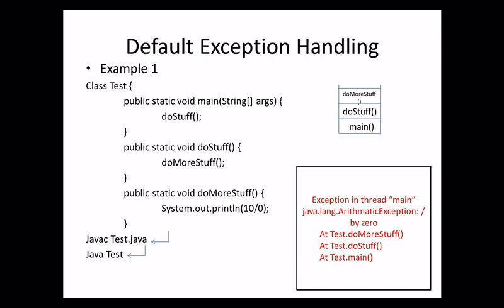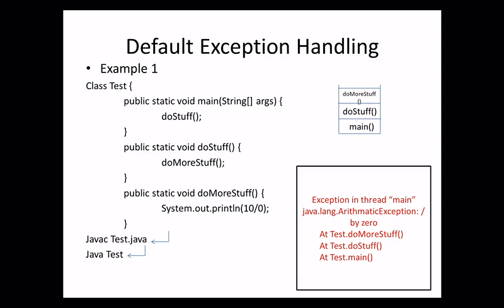Now the JVM will check whether we are having any handling code in doStuff. No, there is no handling code in doStuff. So that entry will be removed from the stack, and that method will be terminated abnormally. Again, the JVM will move to the caller of doStuff. The caller of doStuff is the main method. Again, it will check whether main is having any handling code or not. But here main doesn't have any handling code.